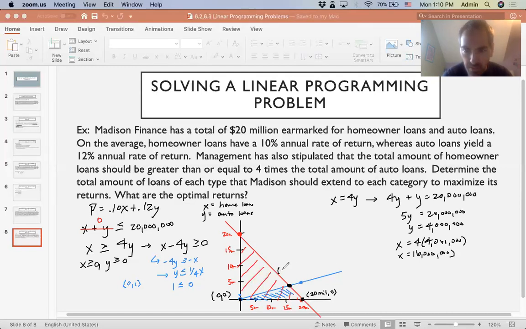All right, so this would be 16 million, 4 million. All right, so now we take our 3 points, plug them into the profit function, the objective function. Actually 0, 0, not much reason to do that. We know that would give us a profit of 0. So let's just focus on these two right here. Okay, so the profit, 0.1 times, let's use the 16 million first, plus the 0.12, 4 million.